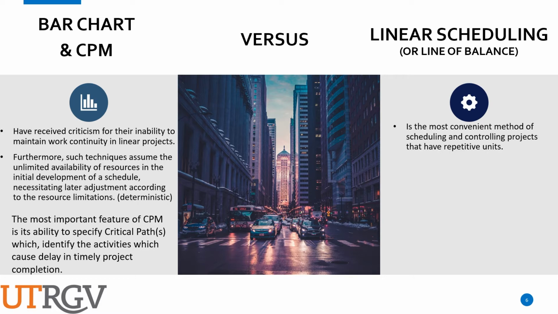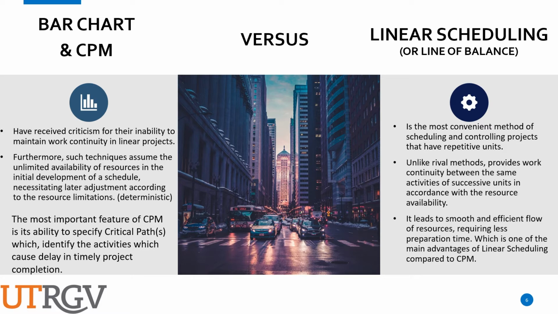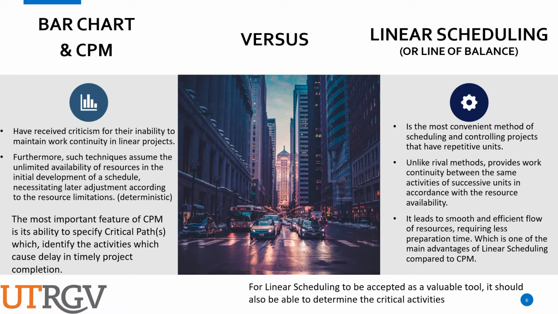The linear scheduling is the most convenient method for scheduling and controlling projects with very repetitive units. Unlike rival methods stated before, it provides the work continuity between the same activities of successive units in accordance with the resource availability. It also is very smooth and efficient in the flow of resources, requiring less preparation time, which is one of the main advantages of linear scheduling in comparison to CPM. However, it also must tell the critical activities in order to be accepted as the previous methods.